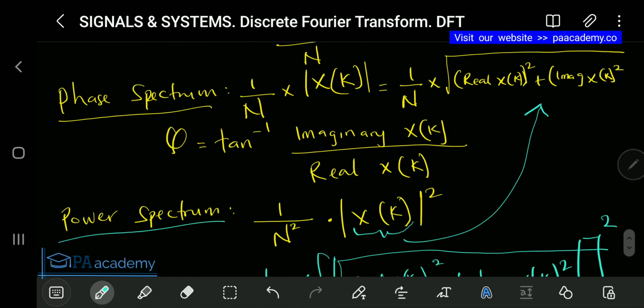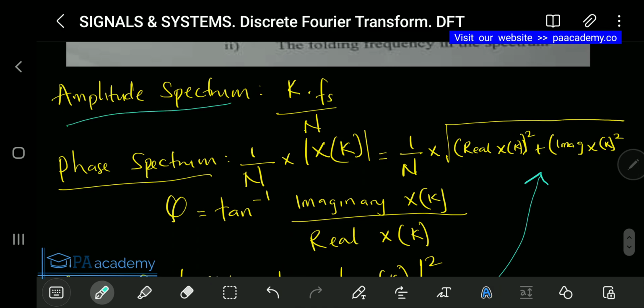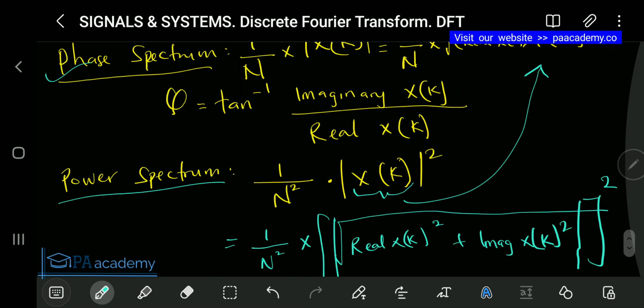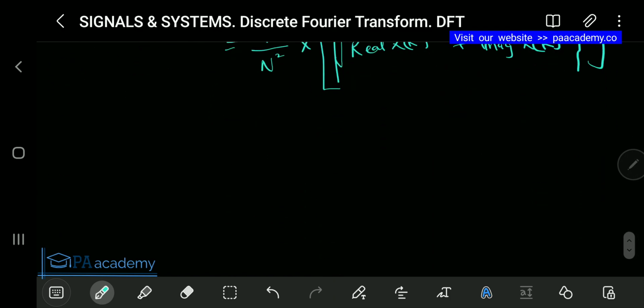These are the three formulas we are going to be using to calculate the amplitude spectrum, the phase spectrum, and the power spectrum. So now let's apply it.